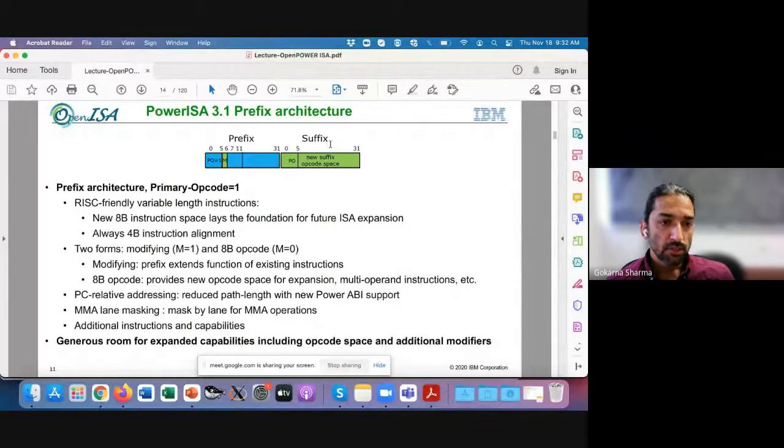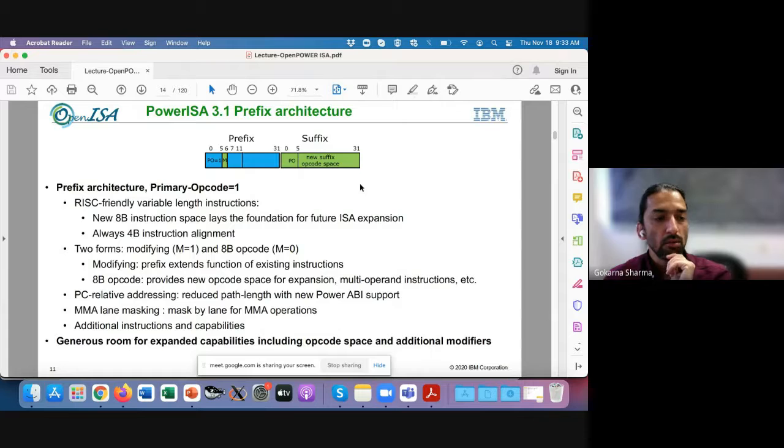So this prefix architecture, what it does is, depending on the need, it makes things more flexible. For example, we have two forms, suffix and prefix, in a 64-bit instruction. The suffix is 32-bit, and the prefix is 32-bit. So this prefix architecture gives you flexibility on how you interpret the instruction, how you interpret what the architecture means for this instruction.